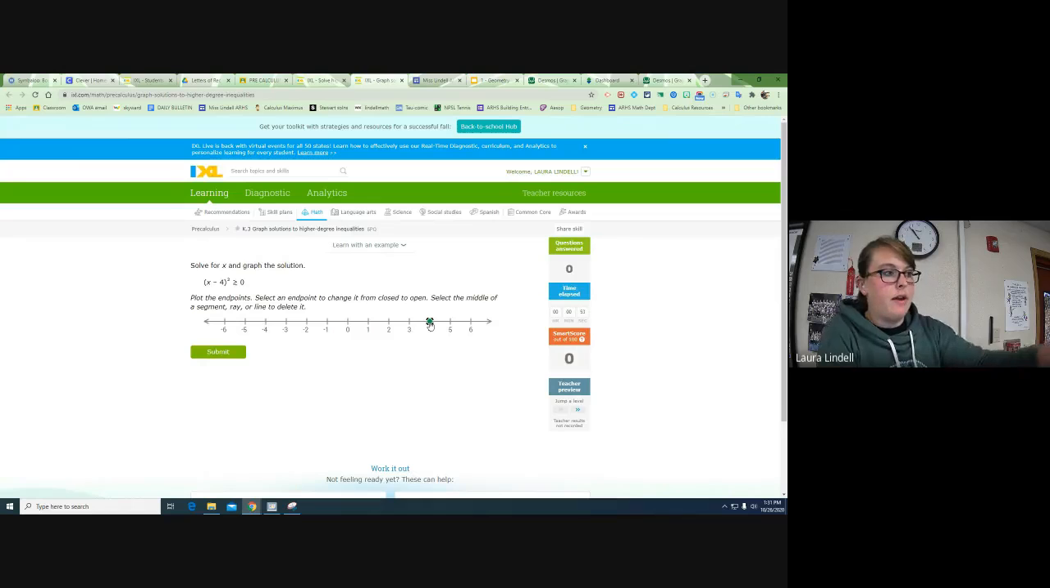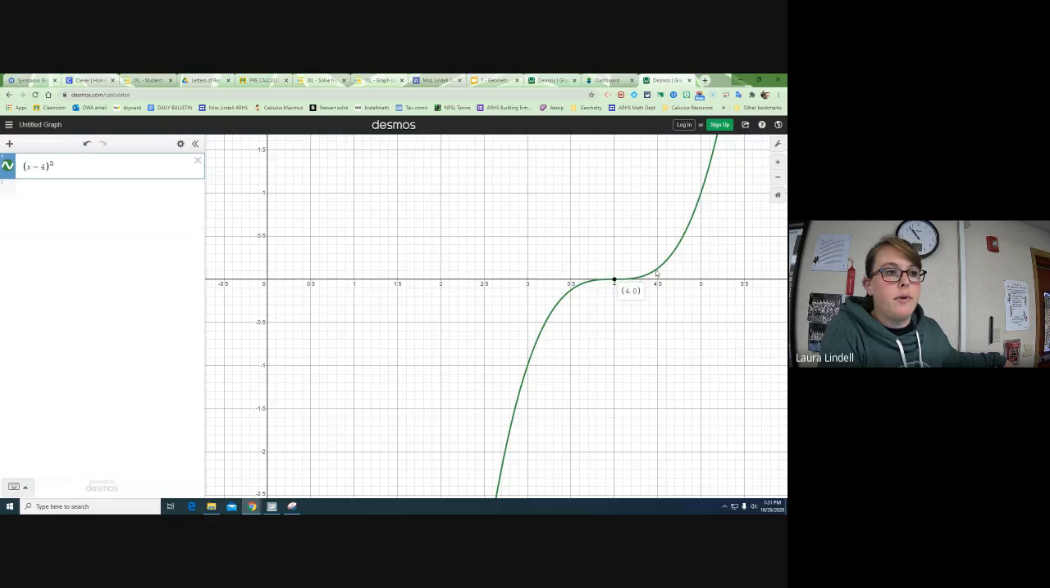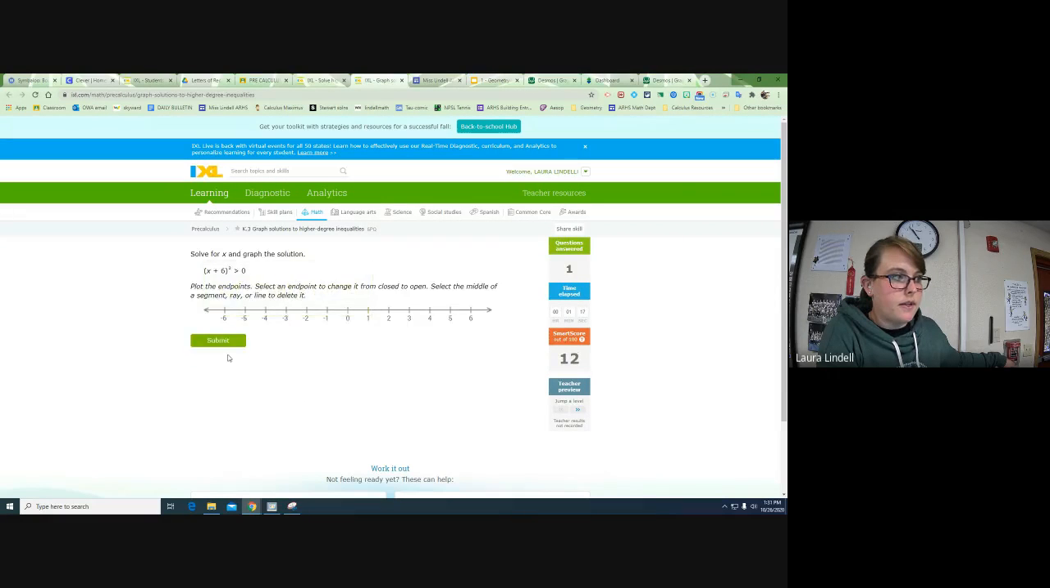And it's greater than or equal to 0. So we want the closed dot. And then we want places where it's greater than or equal to 0. So looking at our graph, when x is greater than 4, then the function is greater than 0. That's when the function is positive. So that would be our solution. Okay. Keep in mind closed or open dots depending on whether it's less than or greater than or equal to and whatnot.